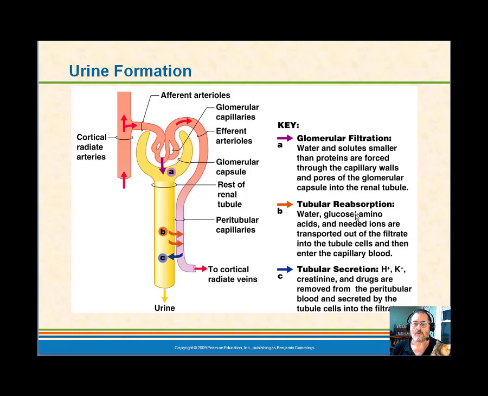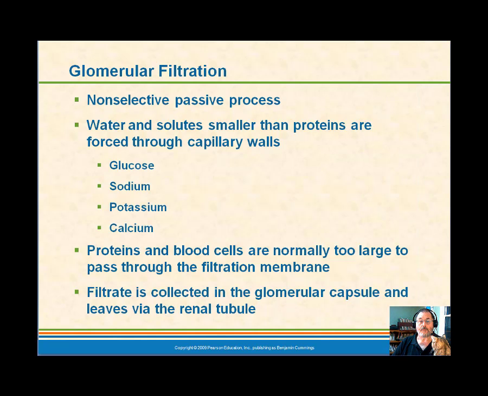Glucose, again, we don't see glucose in urine. Amino acids and ions that get transferred out of the filtrate into the tubules, we collect those back. So sodium, potassium, things like that. Now, tubular secretion, we can get rid of hydrogen ions. That's acid, basically. Potassium ions, creatinine, and other drugs. Drugs are removed from the peritubular blood and secreted into tubule cells into the filtrate.